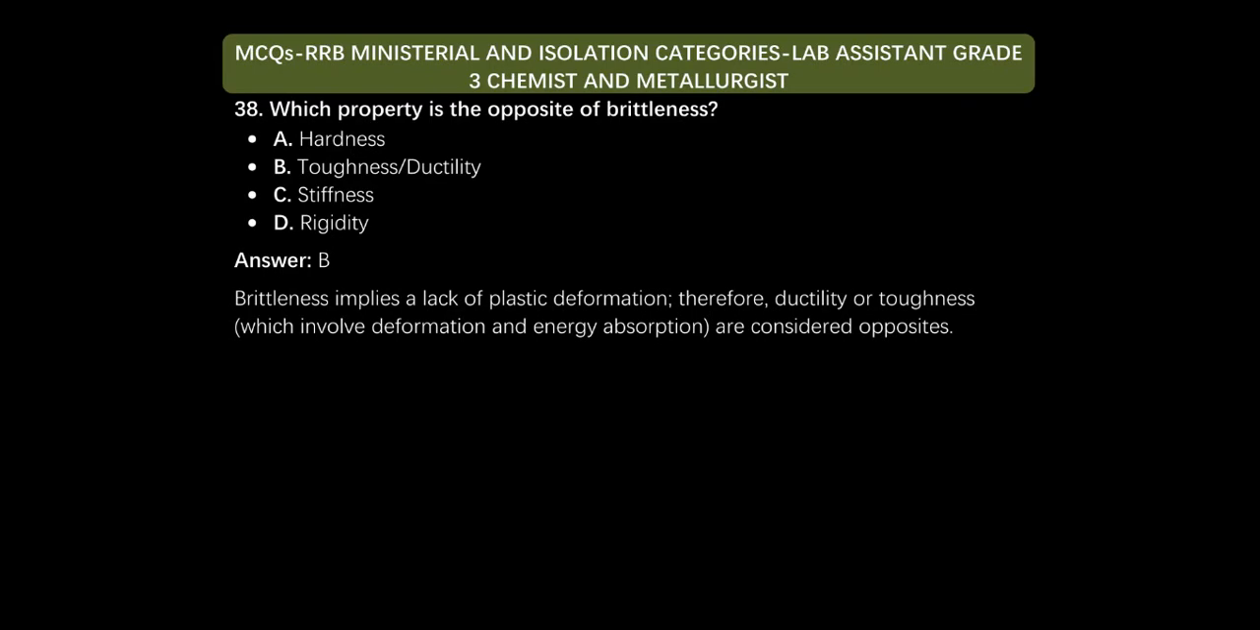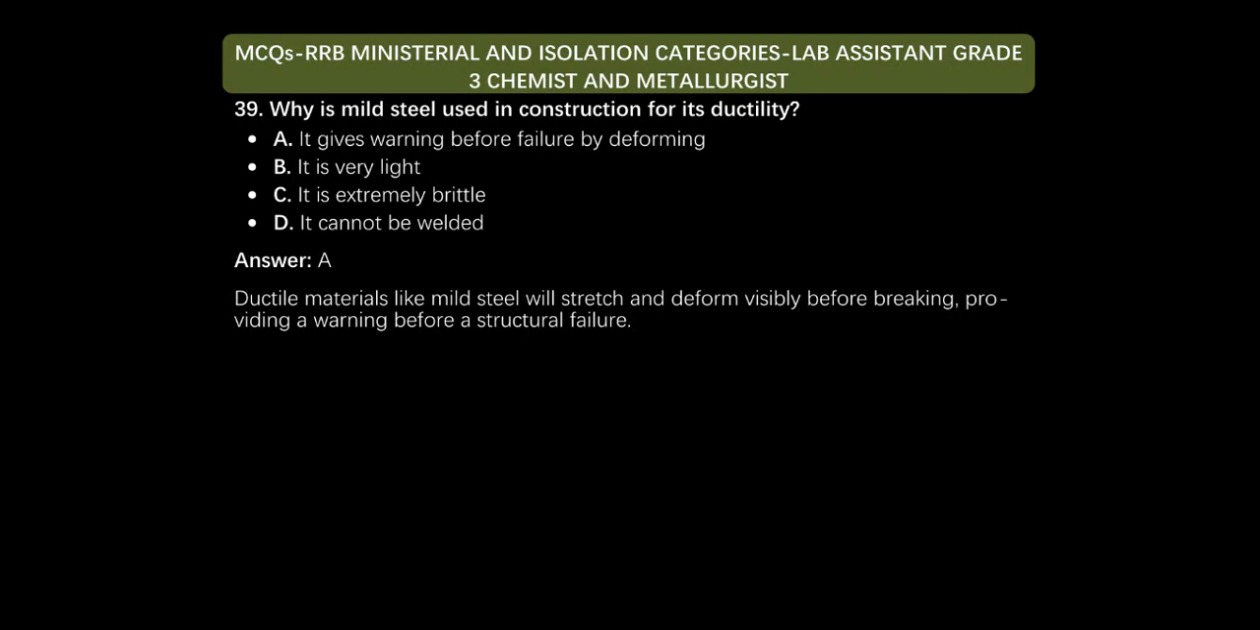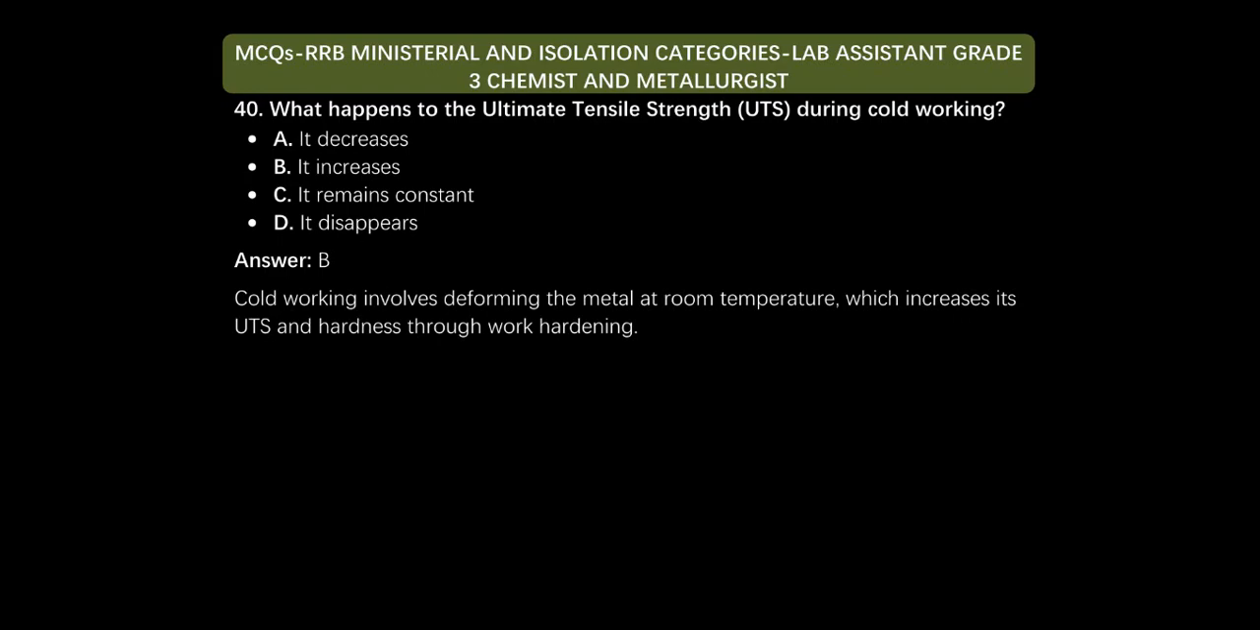Which property is the opposite of brittleness? Option B. Toughness. Ductility. Why is mild steel used in construction for its ductility? Option A. It gives warning before failure by deforming. What happens to the ultimate tensile strength during cold working?